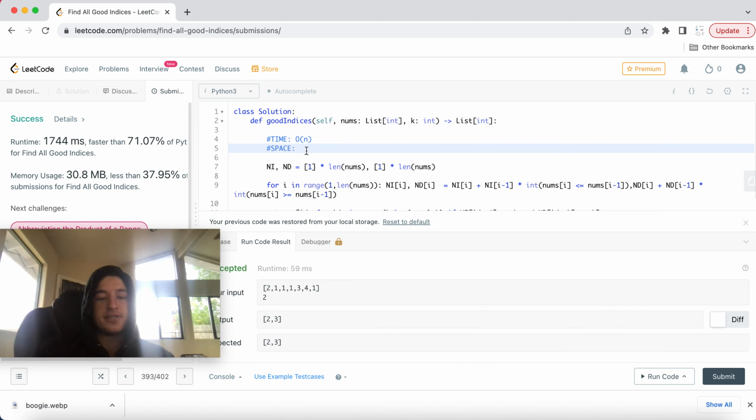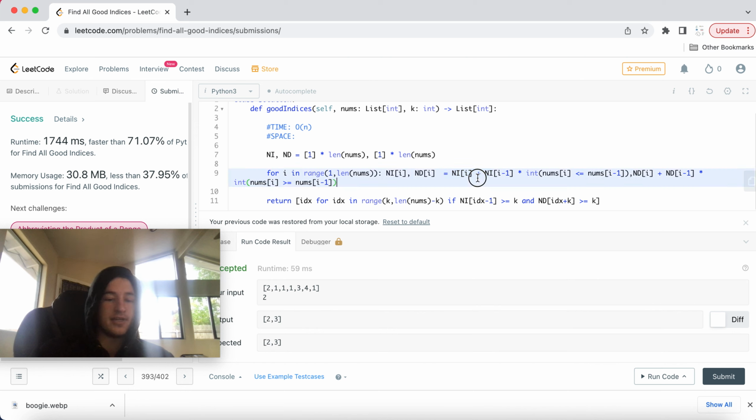And then for space, we have to create 2n space for these arrays, and then we populate them, which takes constant space. Then we have to return an array, which is at most of size n minus k. But it takes 2n to create these, so O(n) time and O(n) space.